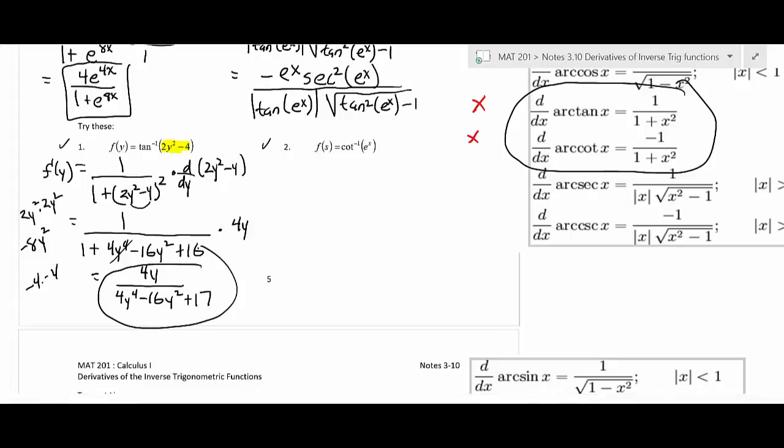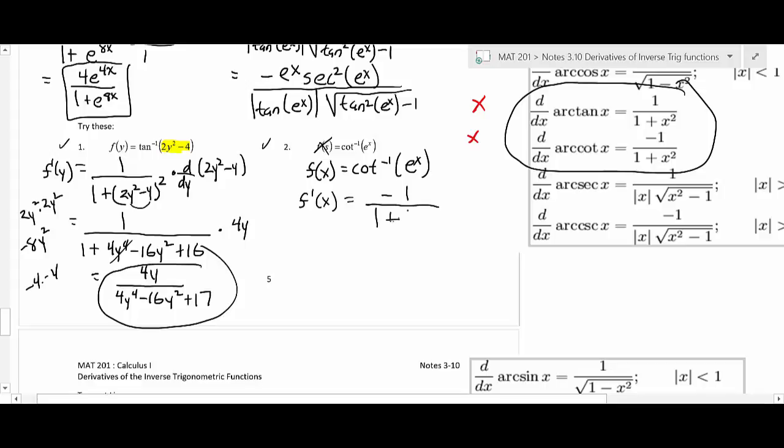Okay, second one is real simple as well. That was supposed to say f of x. Okay, so I'm really looking at this. I don't want to mix the variables up. So if I do this, the formula for a cotangent inverse is the same as the arctangent, except it's negative. So it would be negative 1 over 1 plus the argument, which is e to the x squared, times the derivative of what's inside. So that's how you set that one up with a chain rule.